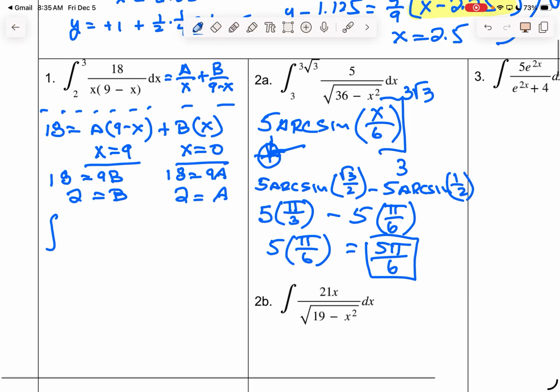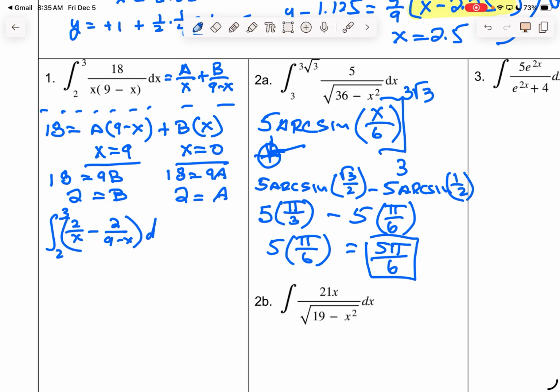All right. I hope I gave enough room. So this is going to become the integral from 2 to 3 of 2 over x minus 2 over 9 minus x dx. All right. What is the first one? It's ln. So it's 2 ln of the absolute value of x. Okay. Oh, I wrote minus. That should be a plus.